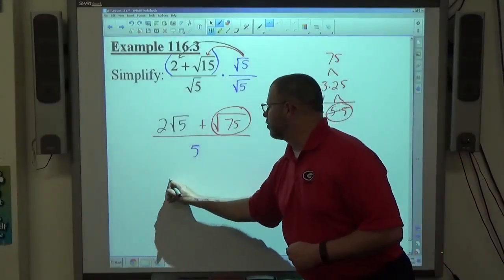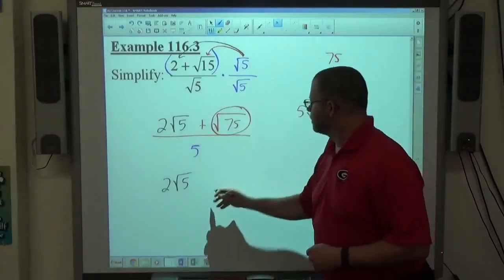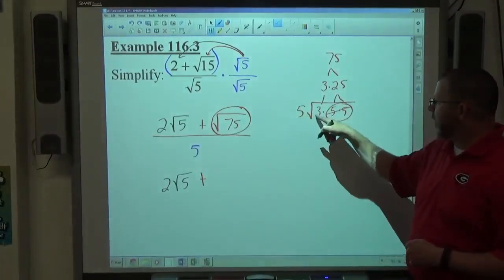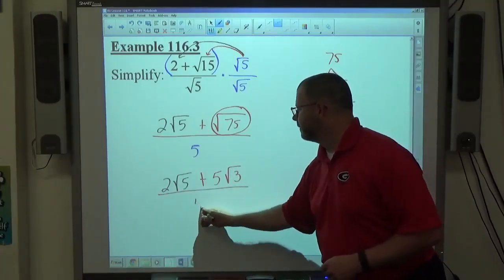So I can't make 2 times the square root of 5 any prettier because 5 is prime and has no perfect square factors. The square root of 75 we broke down to 5 times the square root of 3. And all that's over 5.